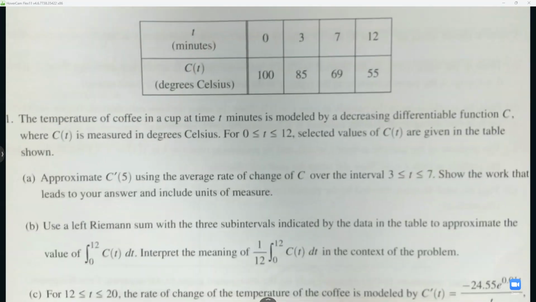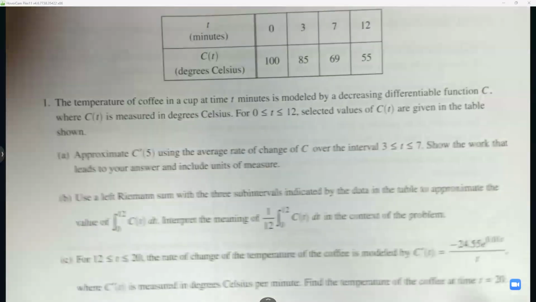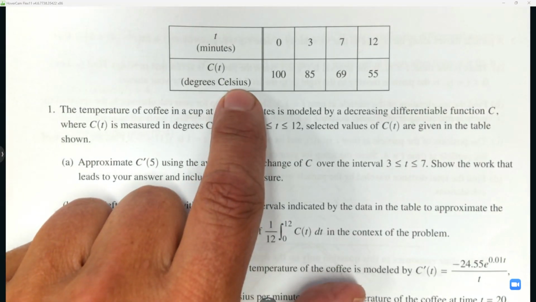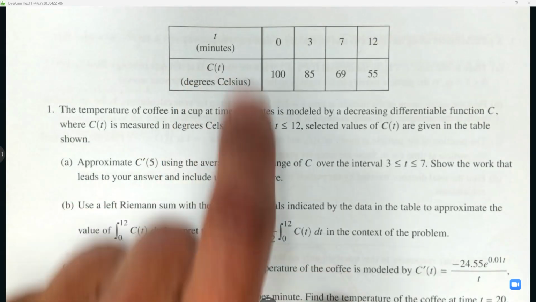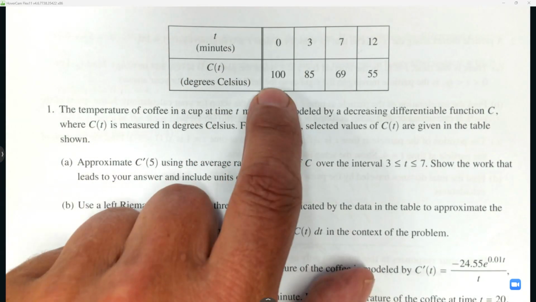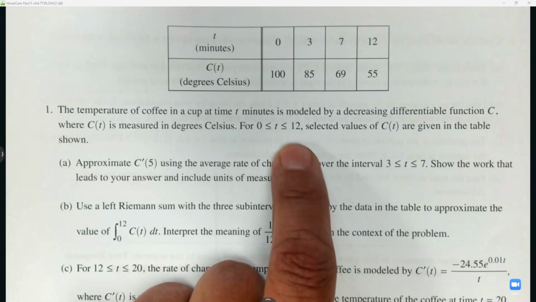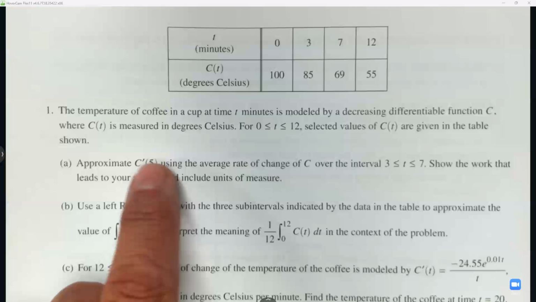All right, this was the first question last year, 2024, for their FRQ. You can tell this is a table question. The temperature of a cup of coffee in T minutes is modeled above. Originally the temperature of the coffee is 100, and then as time goes by you can see it decreases from 0 to 12. The first question is, can you estimate the derivative of C at 5?